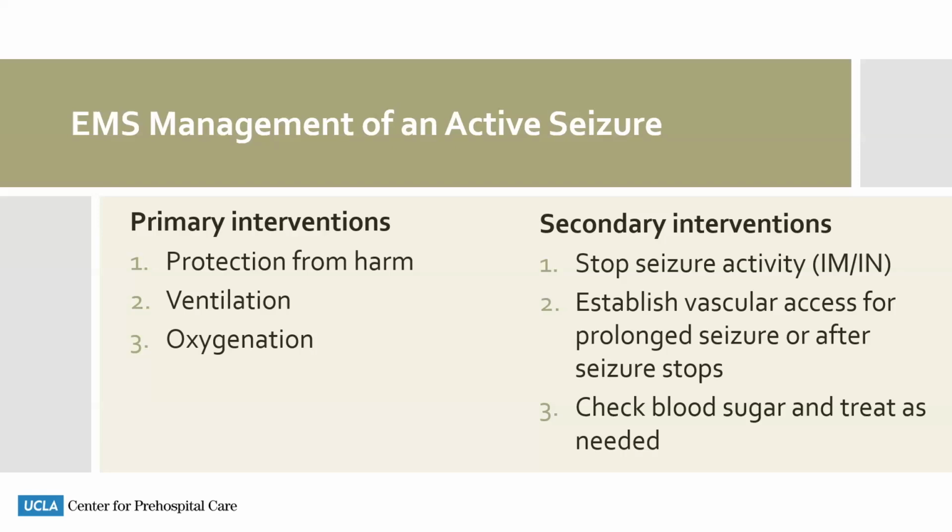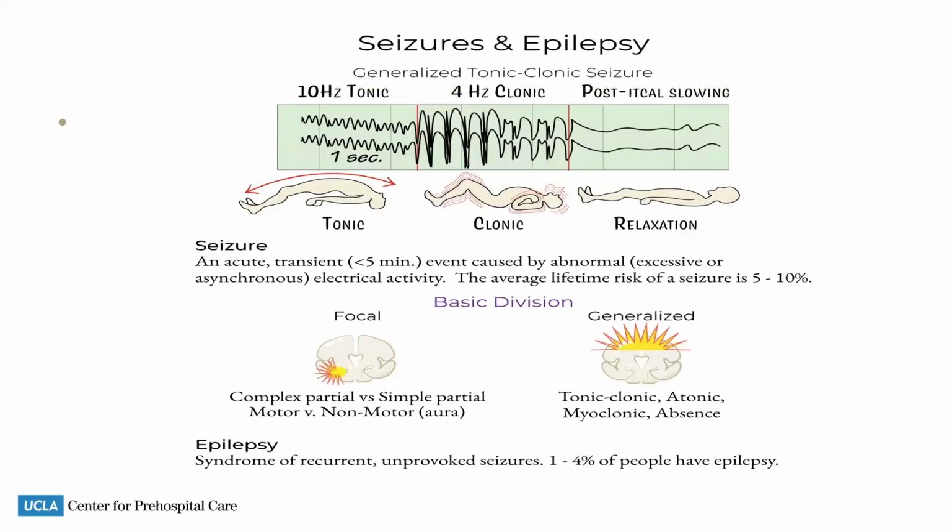Now, that doesn't mean that the next guy whose blood sugar is 25 might not have a seizure. So it depends on the person. So here's your tonic-clonic. This is what your tonic looks like. And there's your clonic, the movement, right? And then they relax in the post-ictal. So an acute transient, less than 5-minute event is a seizure, excessive or asynchronous. So maybe some people will have one arm doing something, the other arm not doing the same activity.